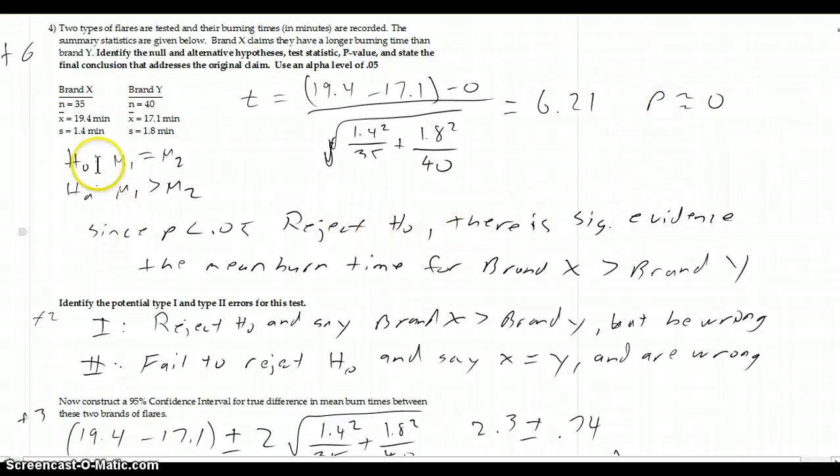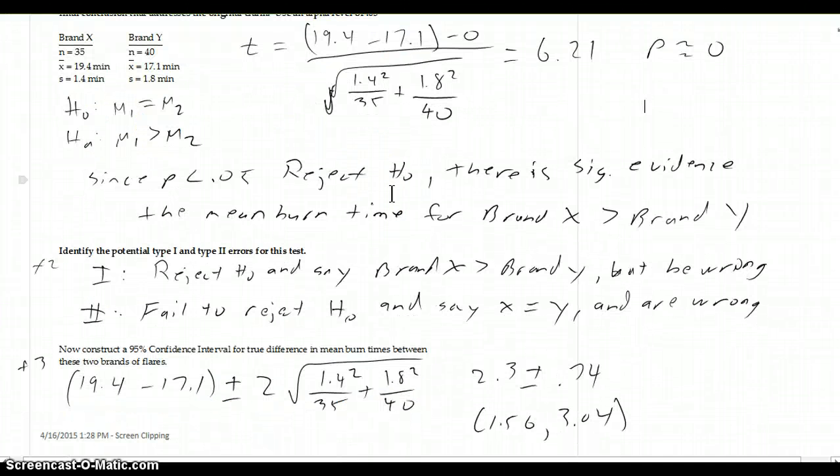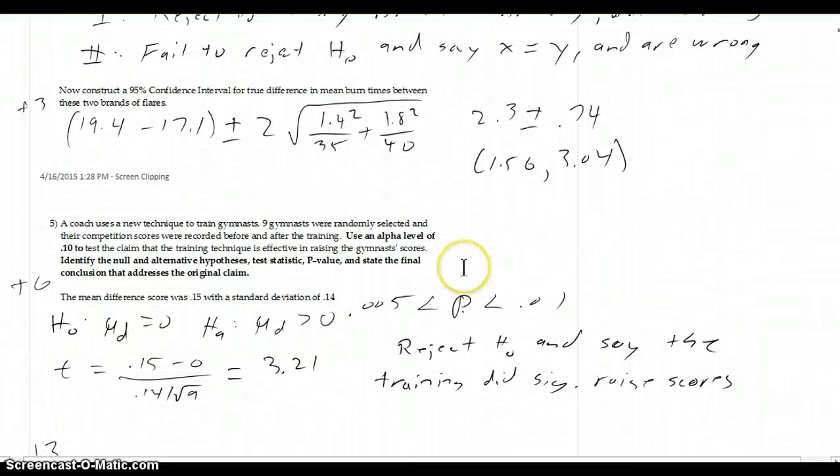There is significant difference that brand X burns longer, significantly longer than brand Y. And then our type 1 would say, yep, it does, but it really isn't. It really doesn't burn longer. And our type 2 would be fail to reject and say, you know what, there's not significant difference, or say that they're equal, and we're wrong.